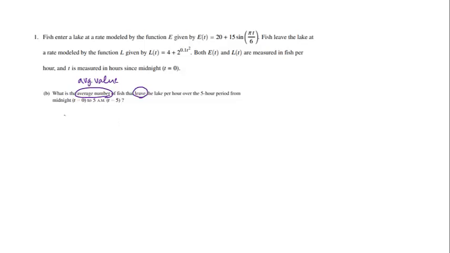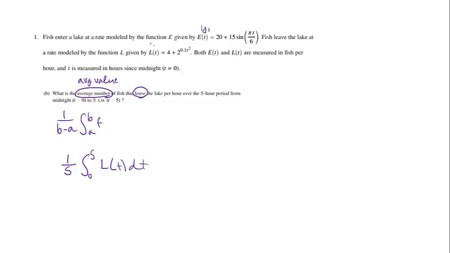So if I want an average value, my formula for average value is 1 over b minus a times the integral from a to b of my function. So on this one, it's going to be 1 over 5. It's going to go from 0 to 5. And this time I'm having the fish leave the lake, so I'm going to use the function L of t dt.